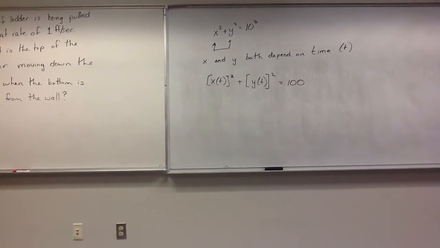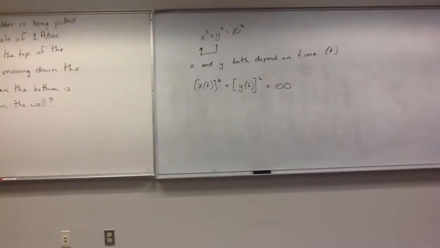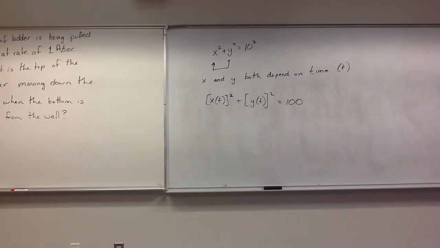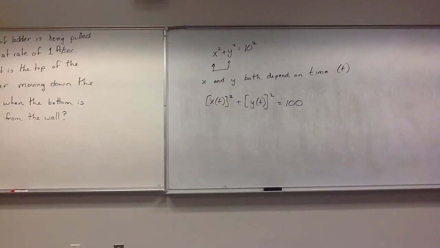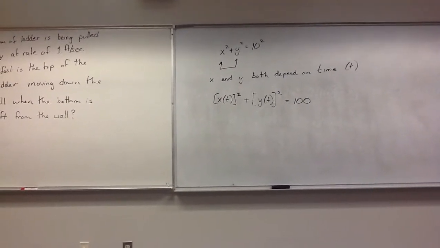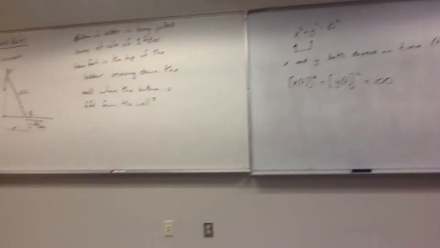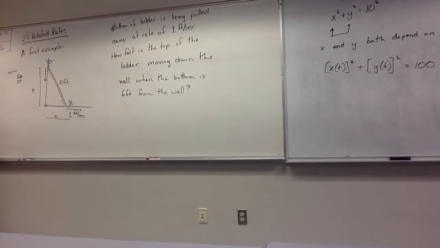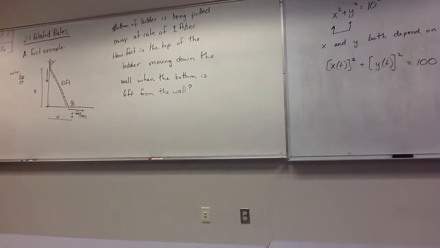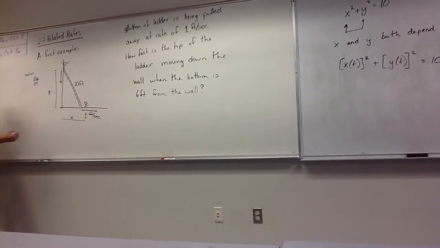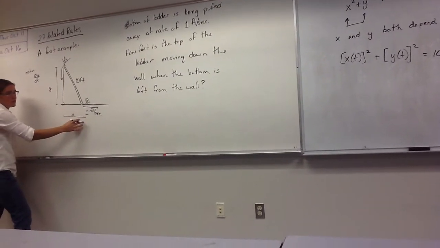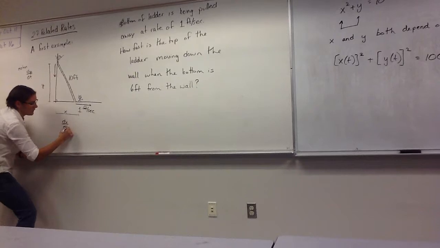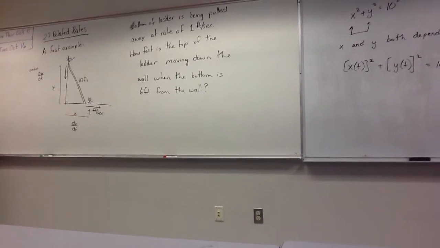Okay. Now, the main question that we're asking here is how fast is the top of the ladder moving down the wall? That's asking us how fast y is changing. And so our motion is described by dy over dt. How is y changing with respect to time? And the motion in the x direction, well, how is this x distance changing? Well, that's described by dx over dt. How is x changing with respect to time?